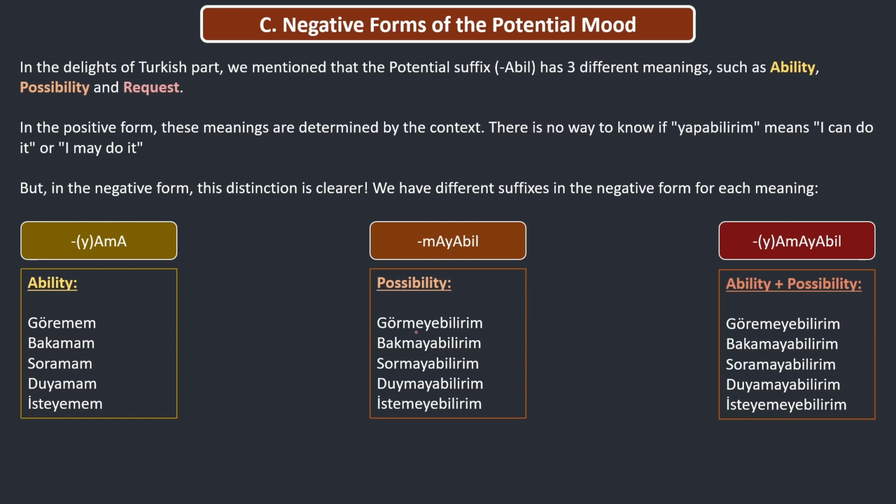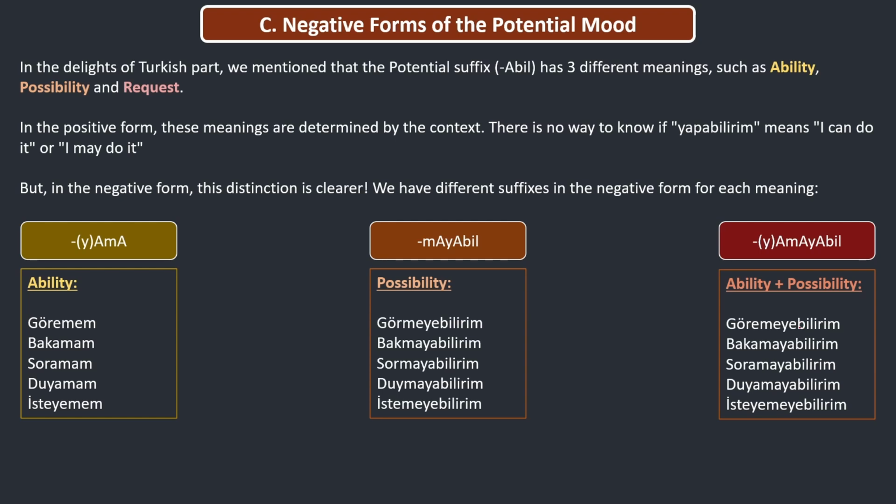And possibility, görmeyebilirim. I may not see it. Bakmayabilirim. I may not look. Sormayabilirim. I may not ask. Duymayabilirim. I may not hear. İstemeyebilirim. I may not want. And the last one is a combination of both of these, ability and possibility. Göremeyebilirim. I may not be able to see it.